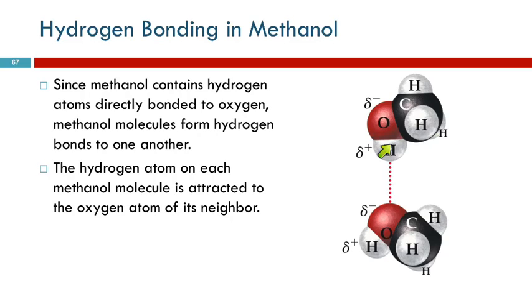Methanol. Here we've got carbon with 3 hydrogens on it, and carbon bonded to oxygen and oxygen bonded to hydrogen. Here we've got the O-H bonded to hydrogen. We're going to have hydrogen bonding. The hydrogen on one methanol molecule is attracted to the oxygen on a neighboring methanol molecule. Any questions?